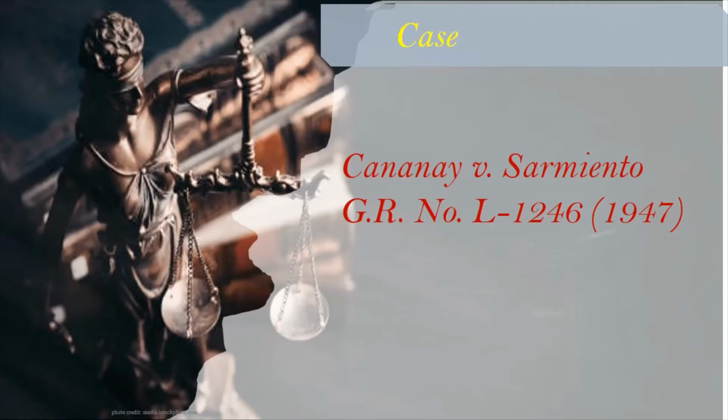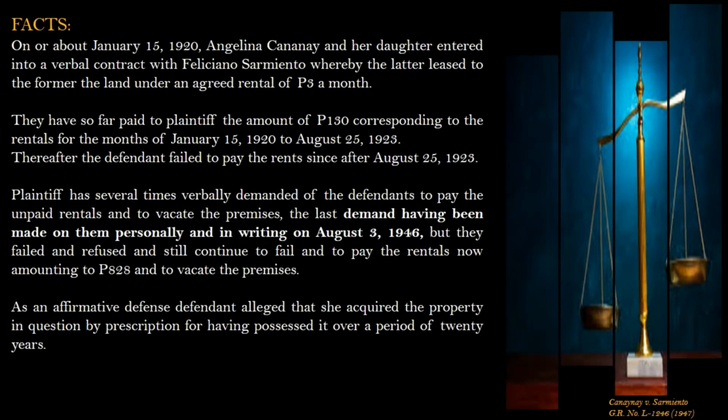So let's have a case, Cananay v. Sarmiento, GR number L-1246, 1947. So for the facts of the case, on or about January 15, 1920, Cananay and her daughter entered into a verbal contract with Feliciano Sarmiento whereby the latter leased to the former the land under an agreed rental of 3 pesos a month. They have so far paid to the plaintiff the amount of 130 corresponding to the rentals for the months of January 15, 1920 to August 25, 1923.